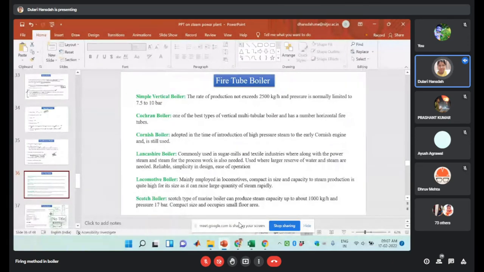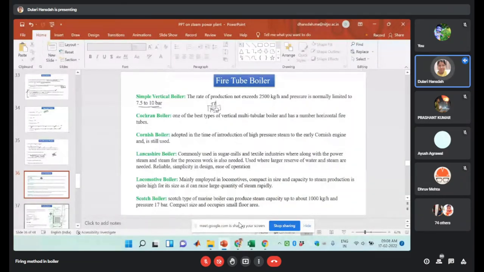Okay. Now we are going to discuss the different fire tube boilers. So first one is a simple vertical boiler. Simple vertical boiler means in this case one tube will be there. Outside of this tube there will be the supply of the water, and inside there will be the supply of the flue gases. Below this there will be the presence of the furnace. So this is the simple vertical boiler. The tube of the boiler is vertical. In this case, the rate of steam production does not exceed 2500 kg per hour, and pressure is normally limited to 7.5 to 10 bar. So this is the working pressure.